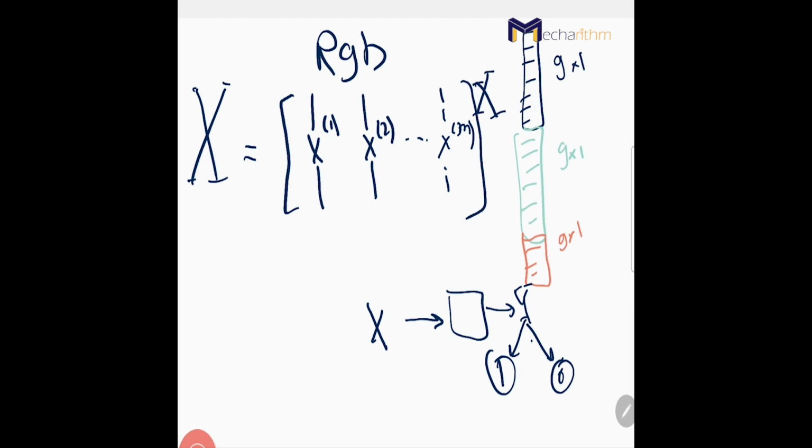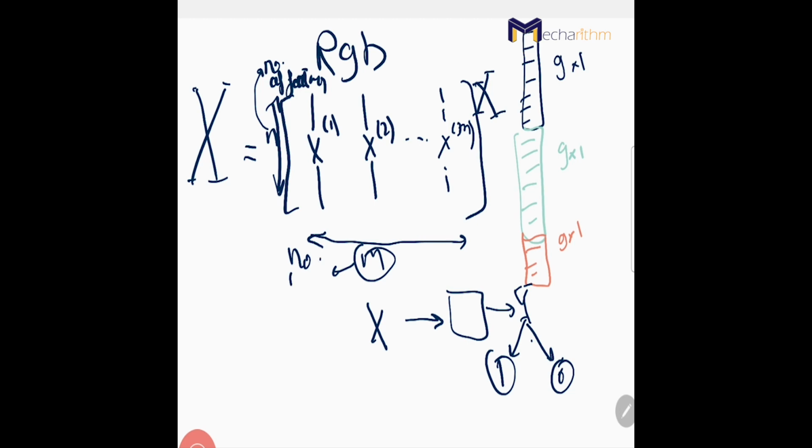So instead of having a vector, I'll be having a matrix of size n by m, where n represents the number of features, and m represents the number of examples.